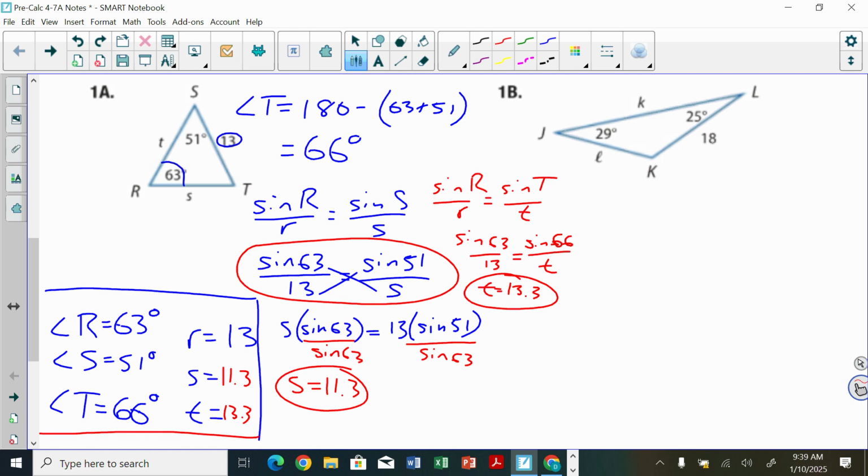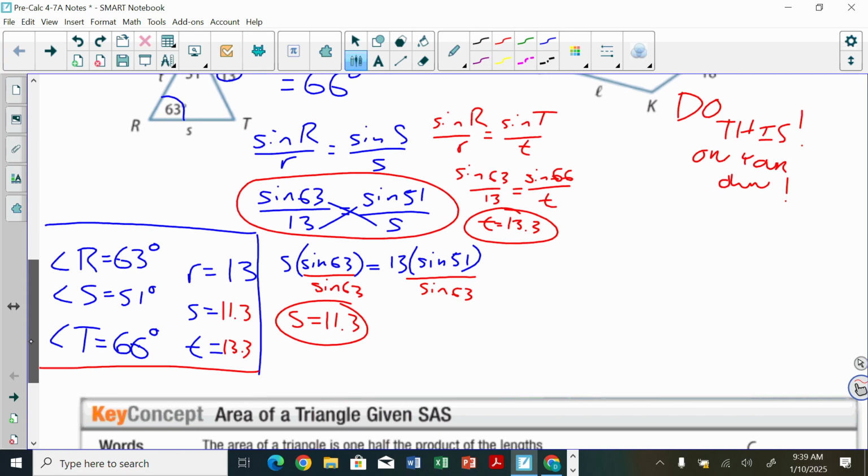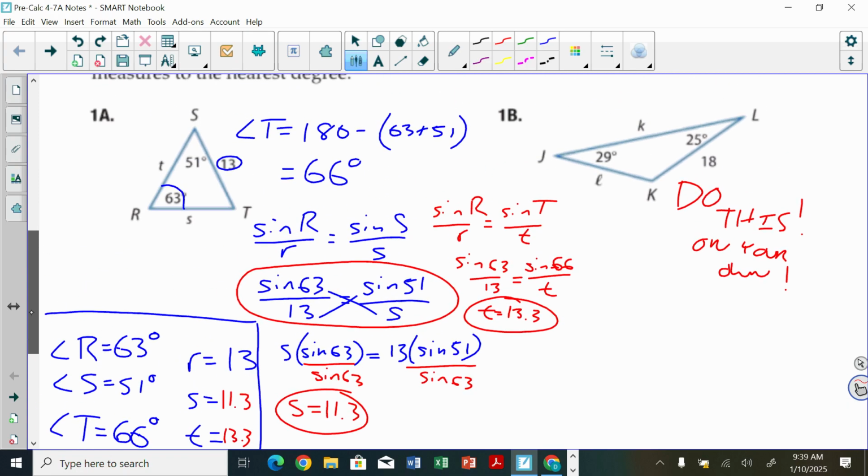Okay, so let's go ahead and do that on 1B. I'm going to let you complete this one because I think you got the idea, and to speed through it, you could do this one on your own. There's nothing new. Find the angle K, and then I would start with J because for J you have the side and the angle. So use sine of J over J and see what you get there.